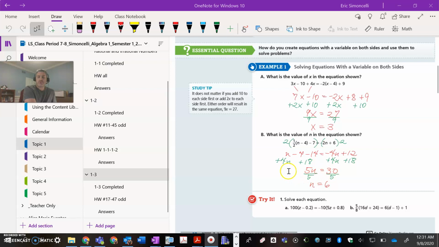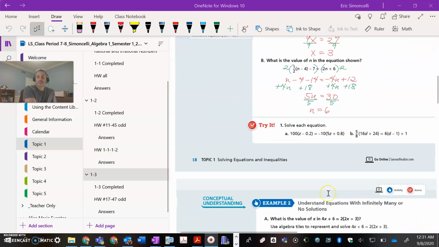Adding 4n over here, of course, you can see then, hopefully, that 4n plus 1n, that adds to 5n. Those are like terms. Then, of course, you see 5n equals 30. Easily enough, divide both sides by 5, and boom, n equals 6. Let's move on. Example 2.